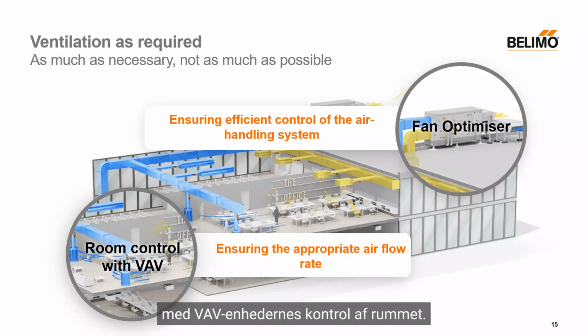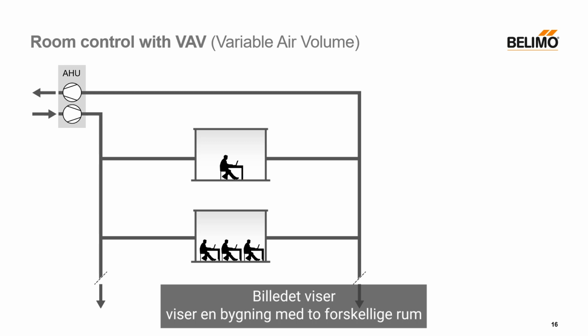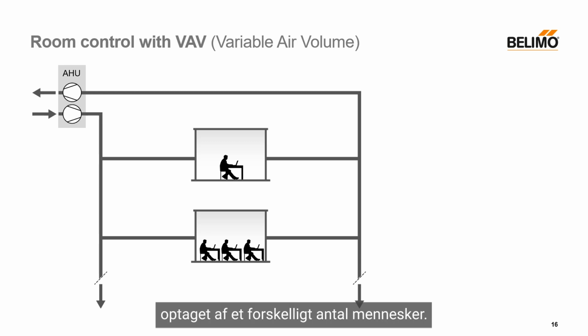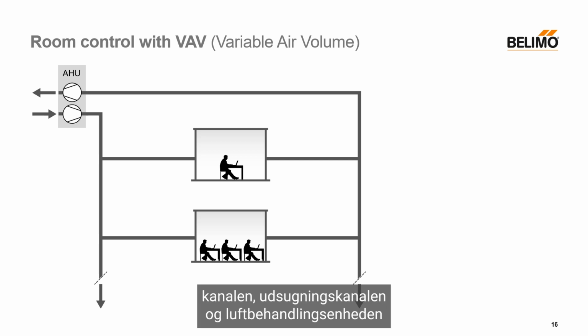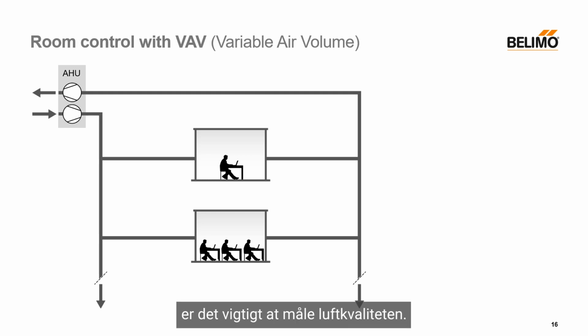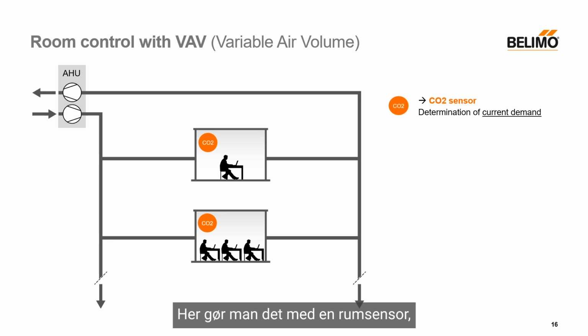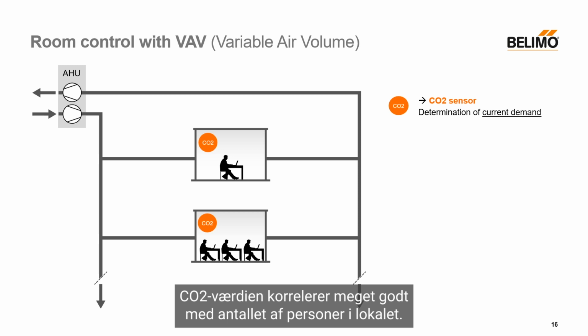I'll start with the room control by the VAV devices. The picture shows a building with 2 different rooms occupied by a different number of people. The picture also shows the air duct network with the supply air duct, the extract air duct and the air handling unit with the ventilators. As I mentioned at the beginning, it is essential to measure the air quality. Here you do this with a room probe that measures the CO2 concentration in the room. The CO2 value correlates very well with the number of people in the room.